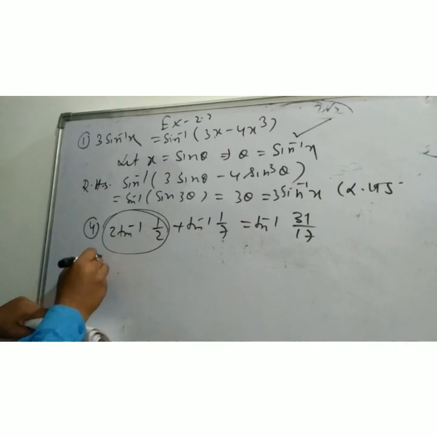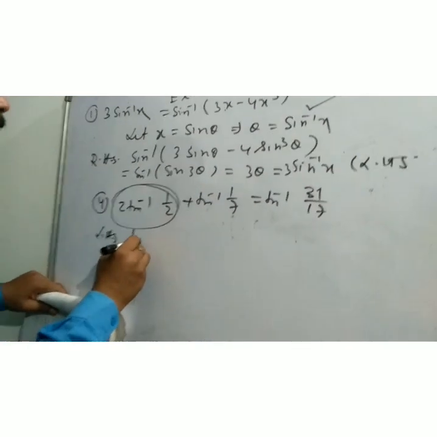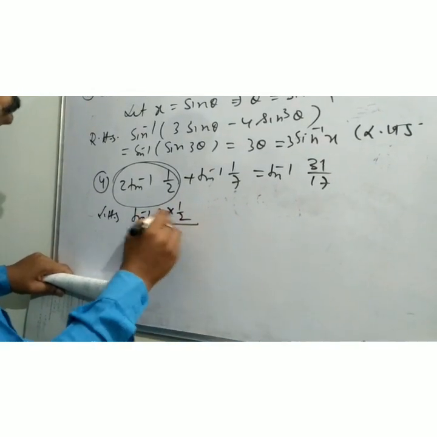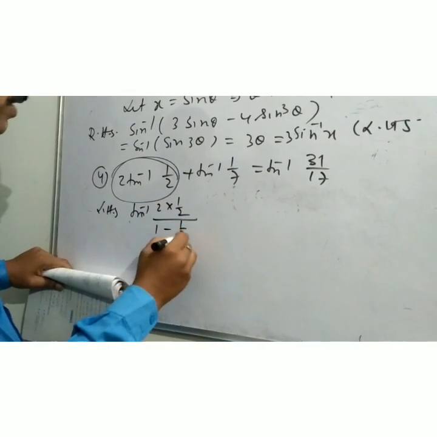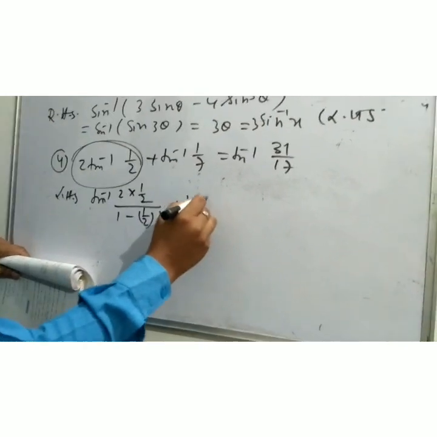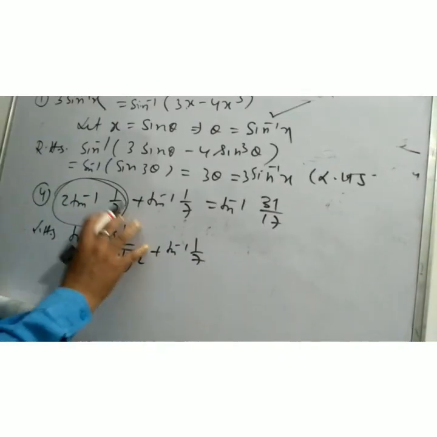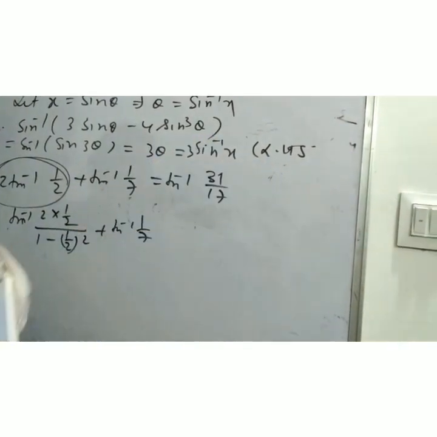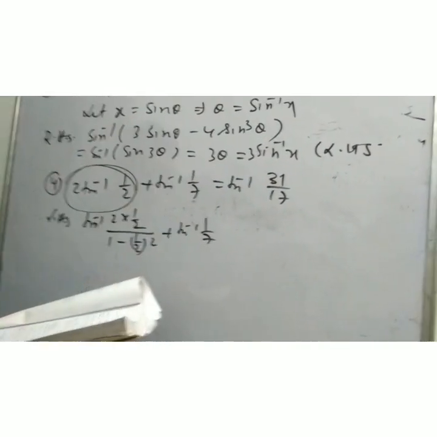So the LHS will be tan inverse 2 into 1 by 2, using the 2x by 1 minus x square formula, with x equal to 1 by 2, plus tan inverse 1 by 7. Then we solve it, and using the formula tan inverse x plus tan inverse y, you will easily get tan inverse 31 by 17.